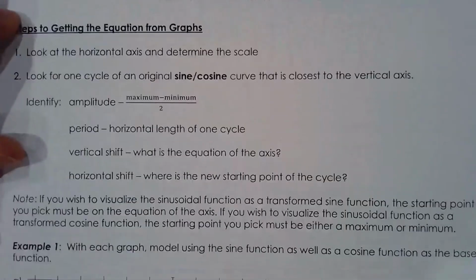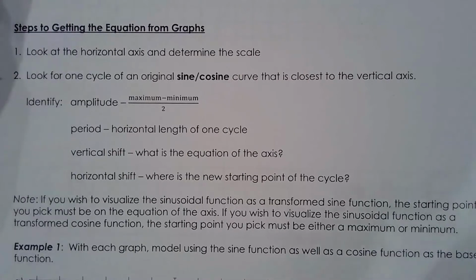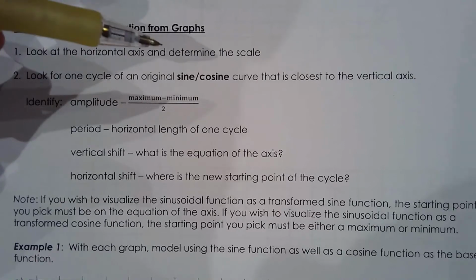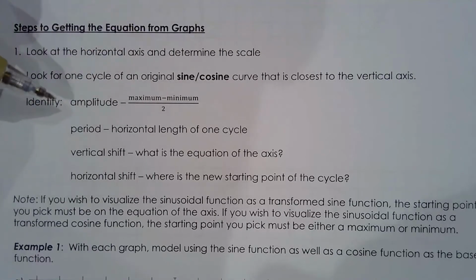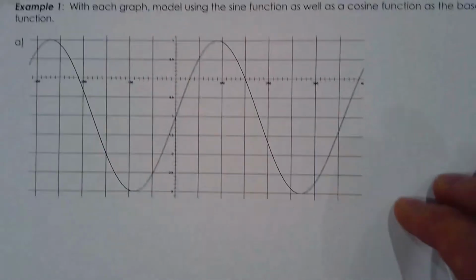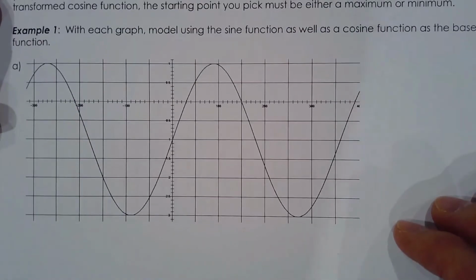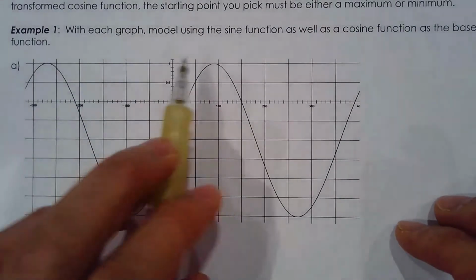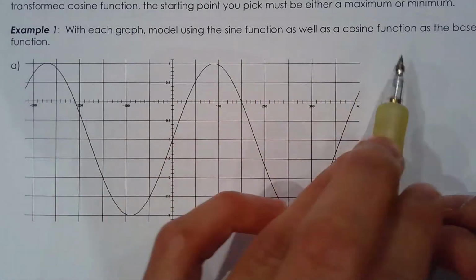So I wrote some steps here. The first thing you would do is just study the scale. And then you can look for one cycle, and it doesn't matter if it's sine or cosine. Then after you identify the cycle, you identify the amplitude, period, and the shifts. Okay? So they want us to model it using sine and cosine as well.